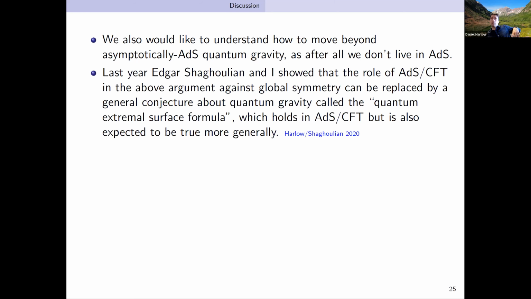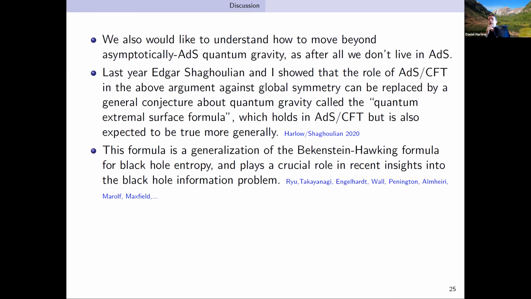So actually, last year, Edgar Shaghoulian, who is a postdoc at UPenn, showed that the role of AdS/CFT in the argument that I gave against global symmetries just now can actually be replaced by a more general conjecture about quantum gravity, the quantum extremal surface formula that I mentioned before, which holds in AdS/CFT, but is also expected to be true more generally. And in fact, this formula is a generalization of the Bekenstein-Hawking formula for black hole entropy, and it's played a crucial role in recent insights into the black hole information problem.